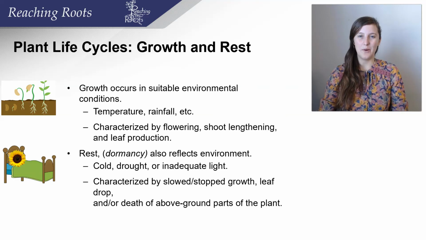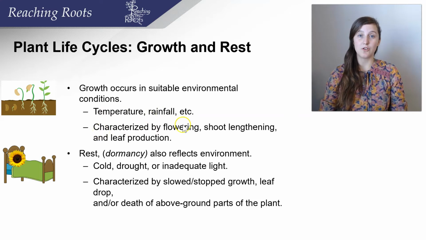Plant growth can be separated into two main types, growth and rest. Rest in plants is called dormancy, and this is what plants undergo during harsh winters or during a period of drought. Growth occurs when the environment is good for the plant growth. That means that the right temperature and rainfall are available for the plant.